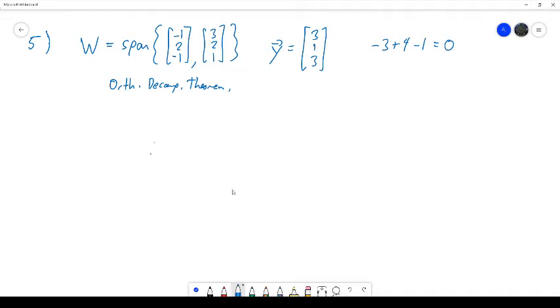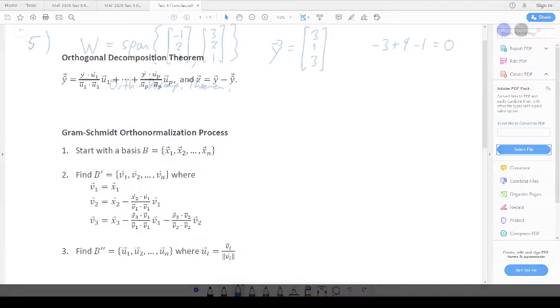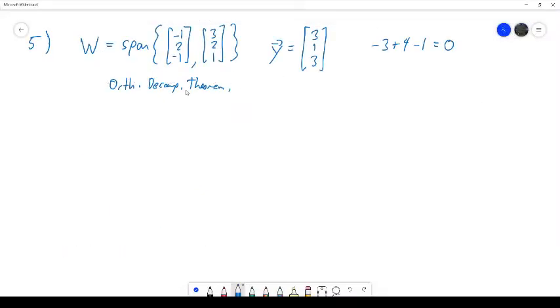Okay, since this is an orthogonal basis, we just need to use this formula. Let me go over to this first orthogonal decomposition theorem in our formula sheet and use that to make the y hat vector. So our y hat vector is going to be first the projection of y onto this first vector. Let's call this u1 and this will be u2.